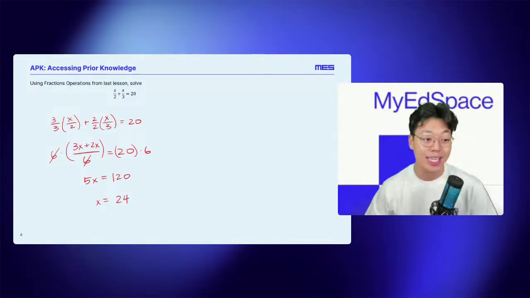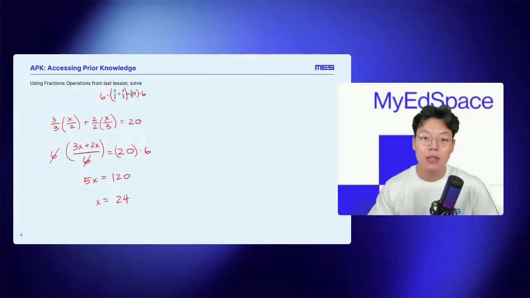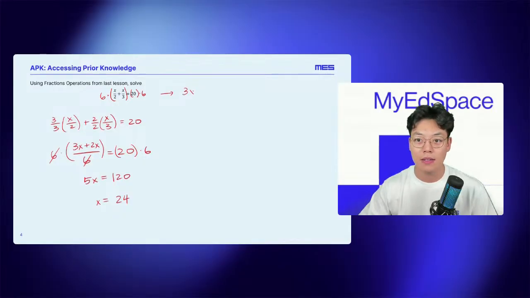Let me show you a new way of doing it. It's basically the same thing, but I'm going to be multiplying both sides by 6 right away. So what I'm doing here, instead of looking for common denominators, I am looking for the least common multiple of the denominators, or basically the lowest common denominator, and multiplying both sides by that number. That would give us 6 times x over 2 gives us 3x. 6 times x over 3 gives us 2x. And on the right side, we have 6 times 20, which is 120. That'll give us 5x is equal to 120, and x is equal to 24.